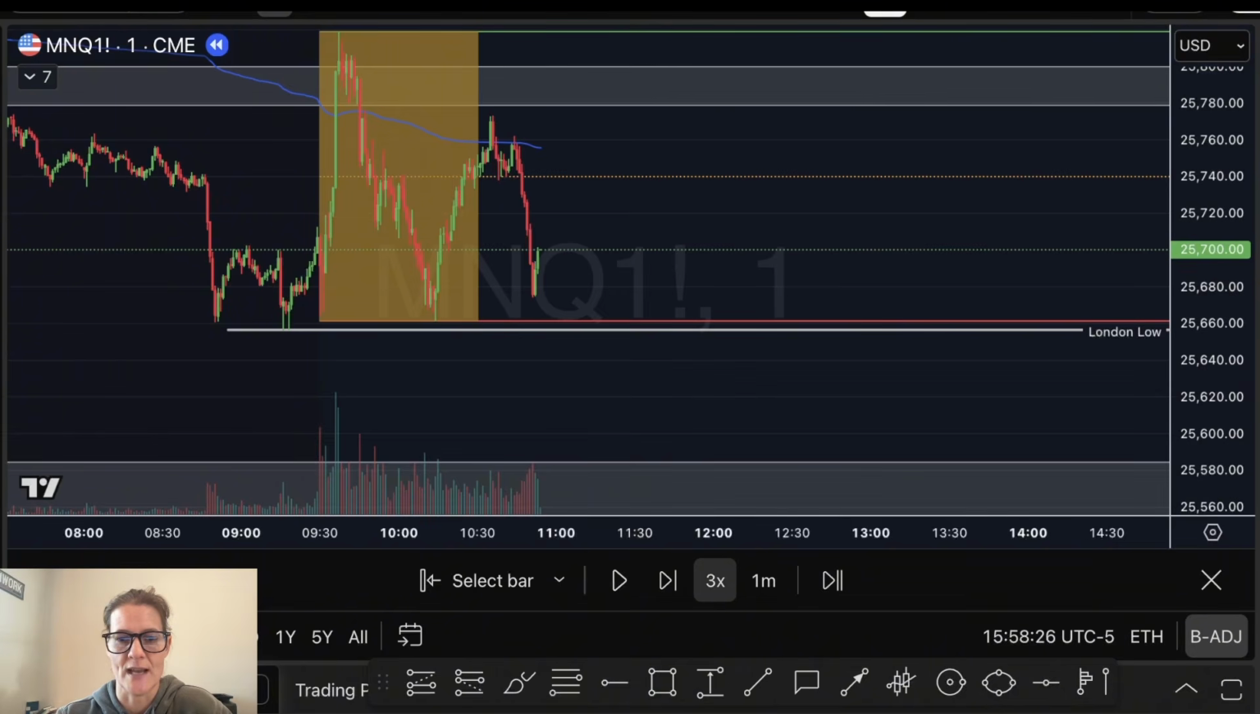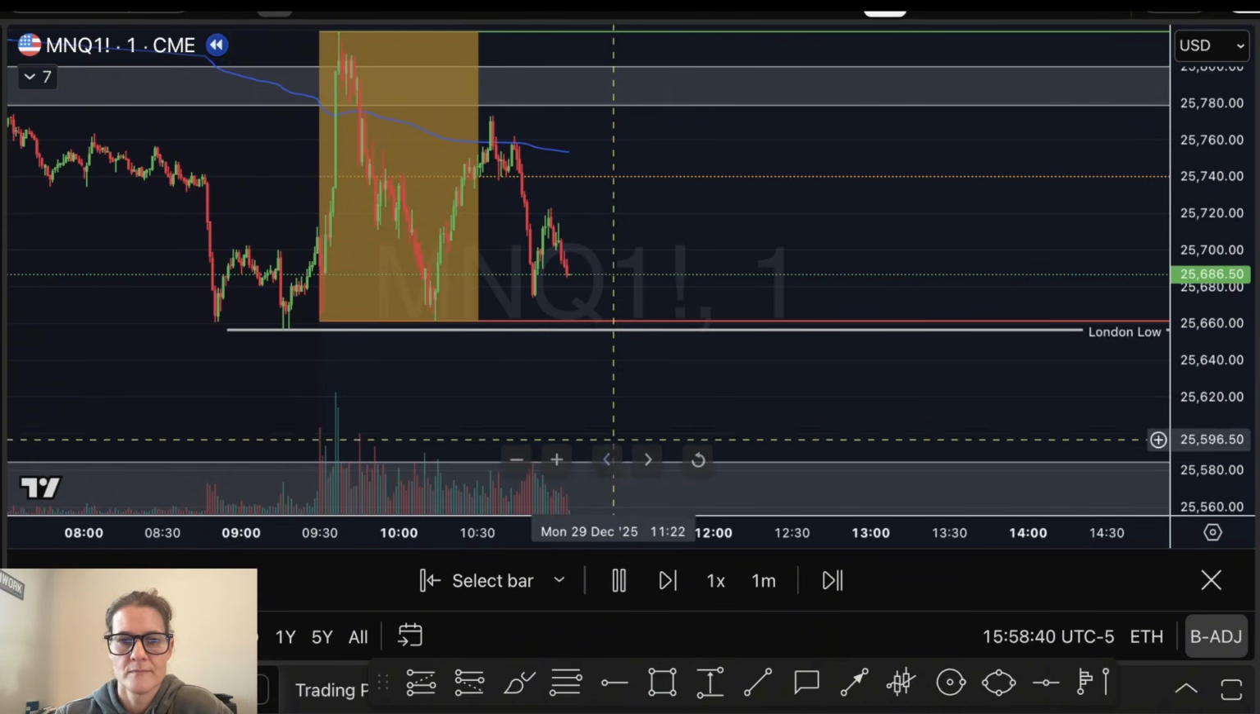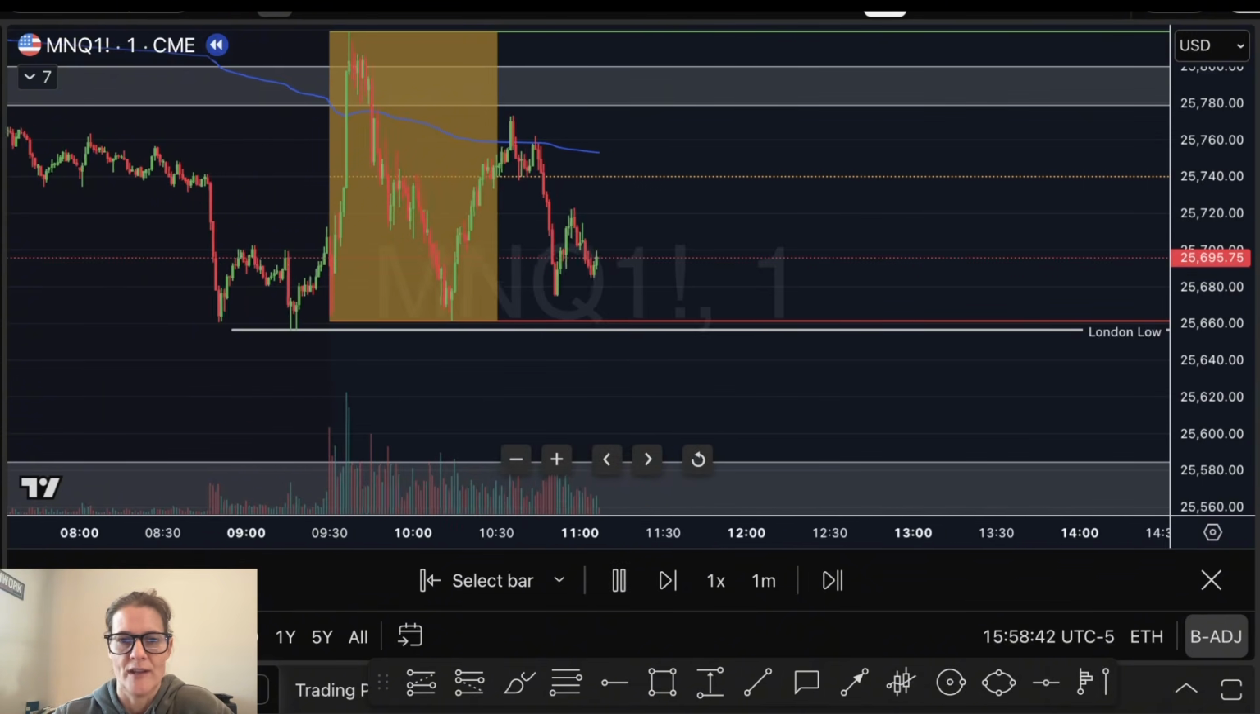I'm gonna slow it down as it starts to get closer. Put it on 1x speed so you can see how I would actually trade this in real time. Let's let it come down to that level. I guess I could have left it on 3x.